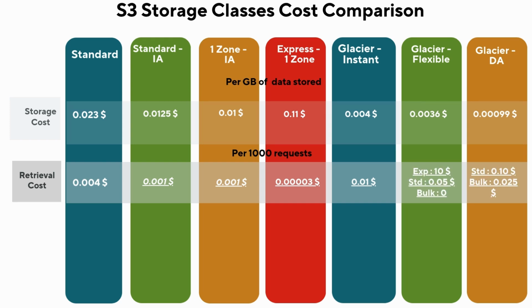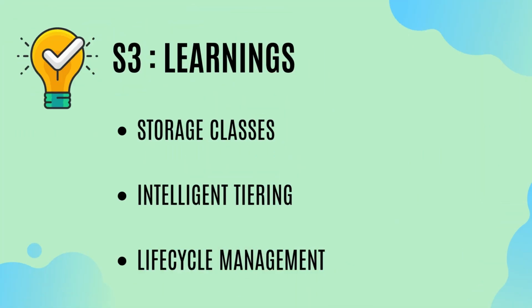The highest costing is the Glacier Deep Archive or the Glacier Flexible Retrieval, depending on which mode of retrieval you are doing. If you are doing a standard retrieval, an expedited retrieval or a bulk retrieval. Next is the Glacier Instant, that comes third in terms of retrieval cost, and then it goes on, and the cheapest one, as you can see, is the Express One Zone, because this storage class is meant for frequent, high, quick access. So that is the cheapest to retrieve and probably the costliest to store.